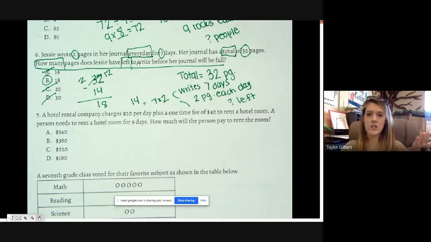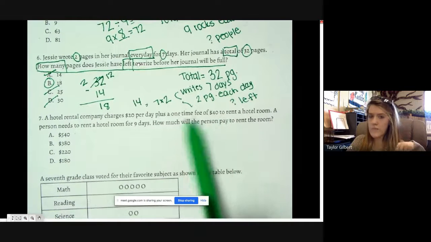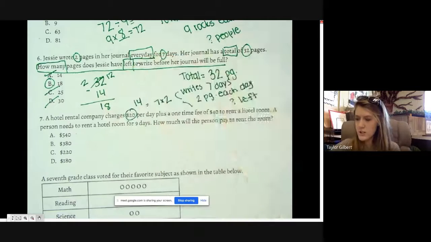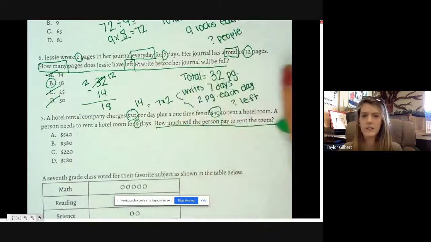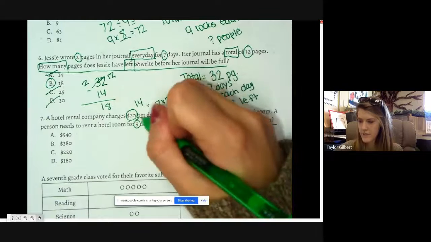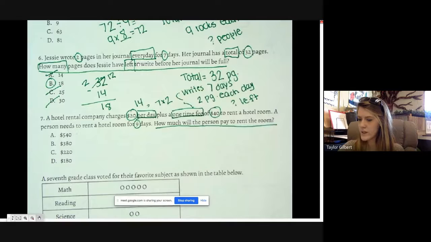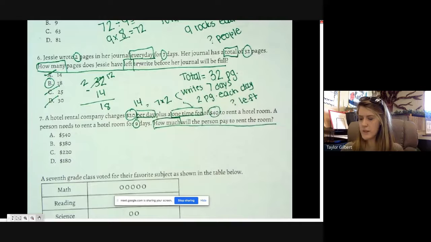So $20 each day. But I also have that one-time fee of $40. One-time fee. So I pay that $40 first, then I pay $20 a day. Okay, let's cubes. $20, $40, 9. How much will the person pay to rent the room? Box math action words. Per day. Okay, one-time fee. How much? That should be about it.